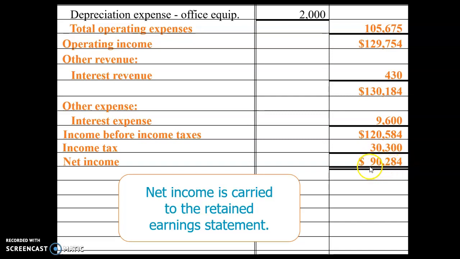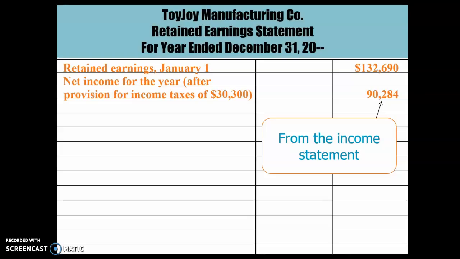Also, this is going to carry on to our statement of owner's equity, or in this case, if it's a corporation, our statement of retained earnings. Our statement of owner's equity that we learned about in Accounting 101 took the beginning capital plus any owner investments plus any net income and minus any owner withdrawals and came up with ending capital. And then that ending capital is what we needed to use on the balance sheet.